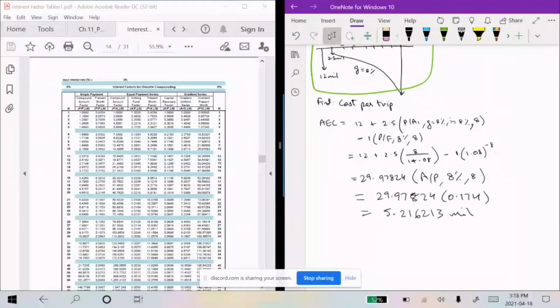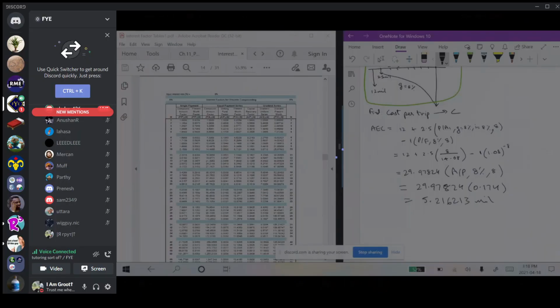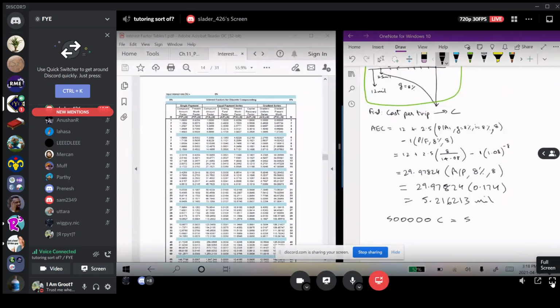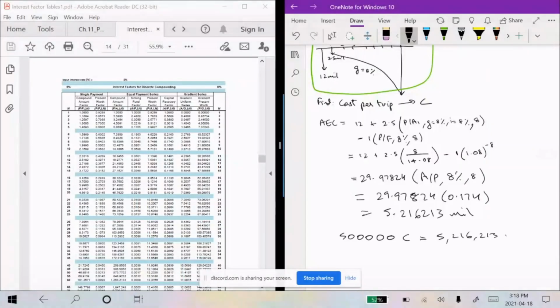But there are 500,000 trips in a year. Let the cost per trip be C. So 500,000 times C is going to give you 5.216 million. So C equals 5,216,213 divided by 500,000, which is 10.43.